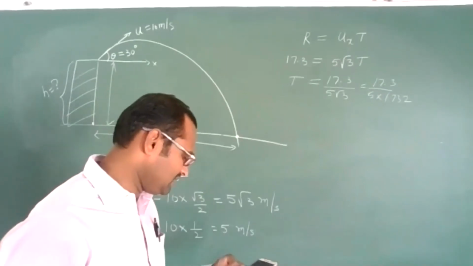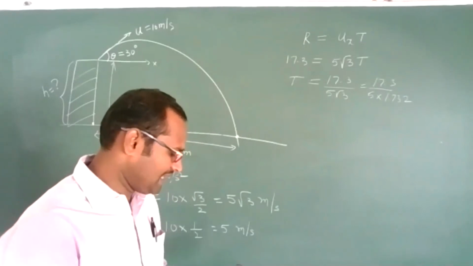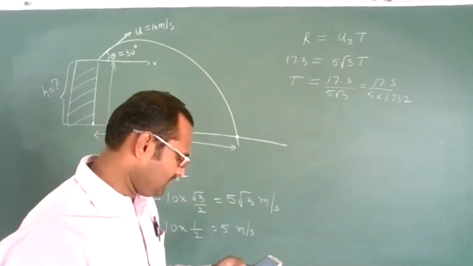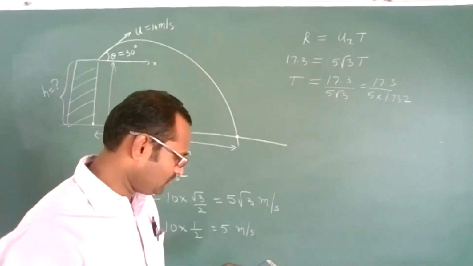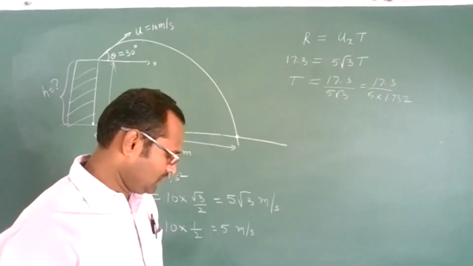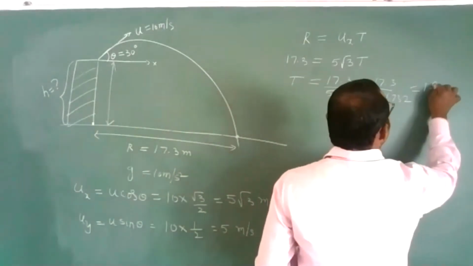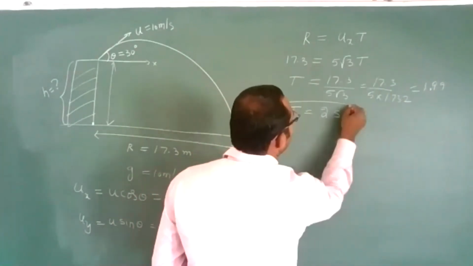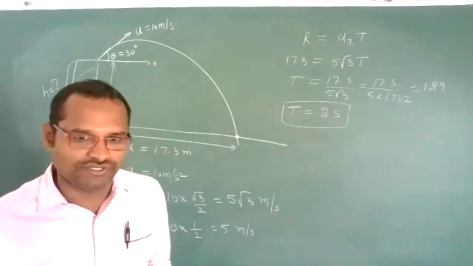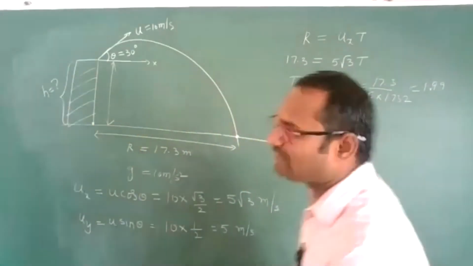Some students are saying that it is around 2 seconds. Let us do it. I don't want to waste time, so I am using the calculator. 17.3 divided by 1.732 divided by 5. Yes, 1.99, which means it is around 2 seconds. Rough calculations I am doing. 2 seconds it will take. So we got the time of flight.